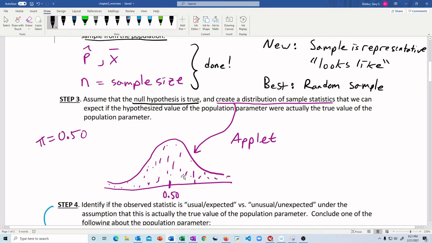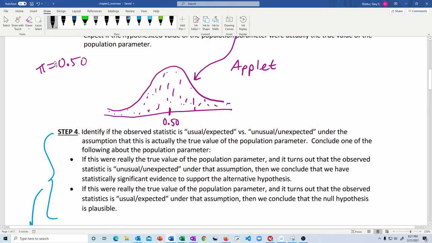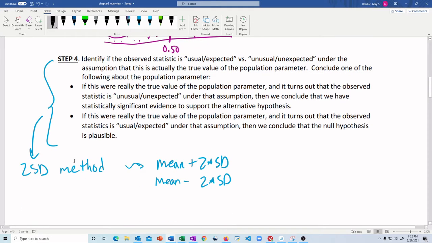What about step 4? Well, we actually already did step 4 too. Step 4 says, identify if our observed statistic, what we really did, is usual or unusual. Okay? Comparing to this distribution, comparing to this assumption. So I assume a fair coin, then I do my flips, and I compare it to this picture. We've already done that a bunch of different ways. Just looking at it, some calculation, all of this we have done. So we started talking about the 2SD method, end of chapter 1.